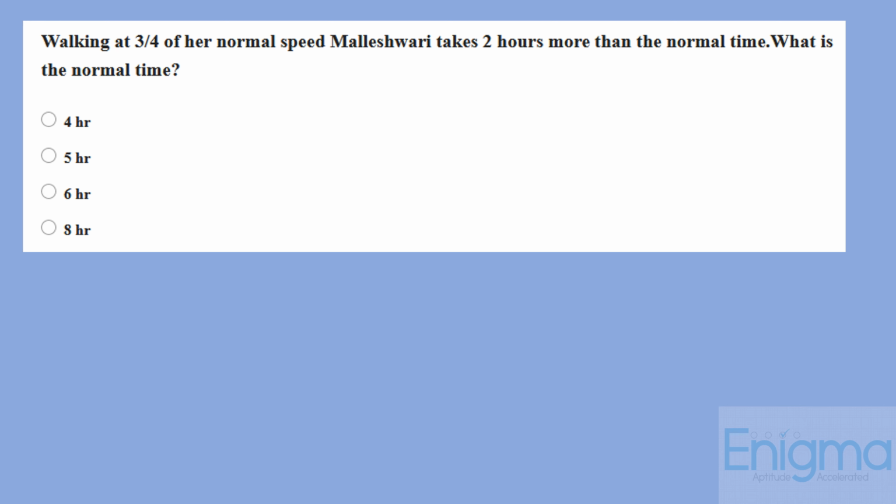Walking at 3/4 of her normal speed, Malleshwari takes 2 hours more than the normal time. What is the normal time? Now we will solve this by two methods. First of all, we will have to understand the relationship between speed and time. It is inversely proportional. Hence, as the speed is 3/4, the time becomes inverse. Therefore, 4/3 of normal time.